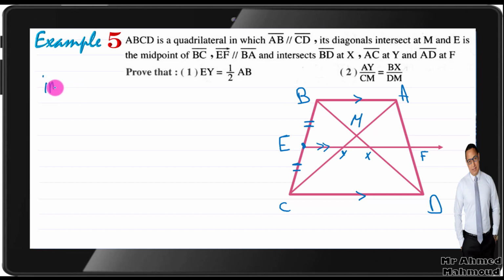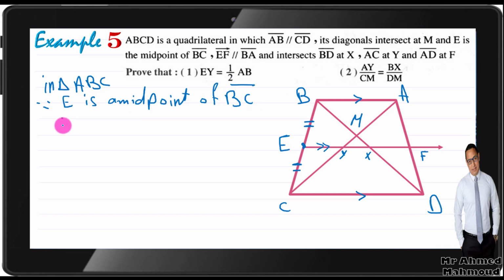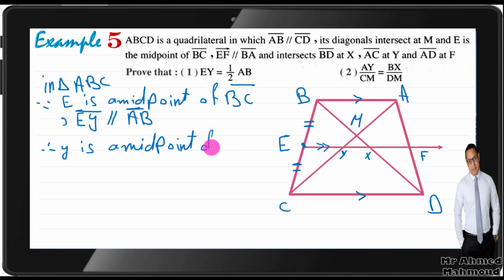Okay, in triangle ABC, since E is a midpoint of BC, and also EY parallel to AB, therefore Y is a midpoint of AC and EY equals half AB.